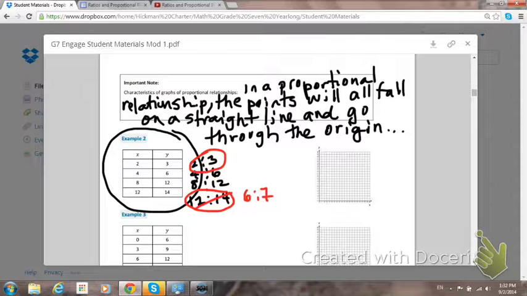How about the graph of this ratio table? What can you predict about the graph? Do you think these points will lie on a straight line and go through the origin? Well, we can go ahead and try it. I'd like you to turn this off, pause, and take a look, and let's see if it does indeed fall in a straight line and go through the origin. Pause a little bit and come on back.